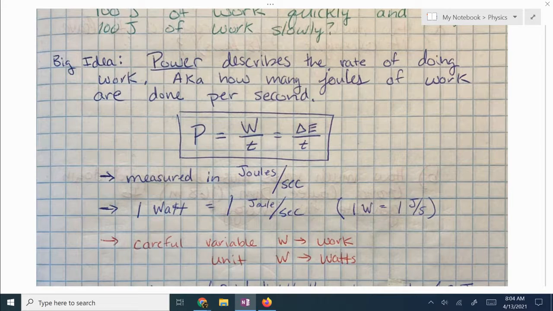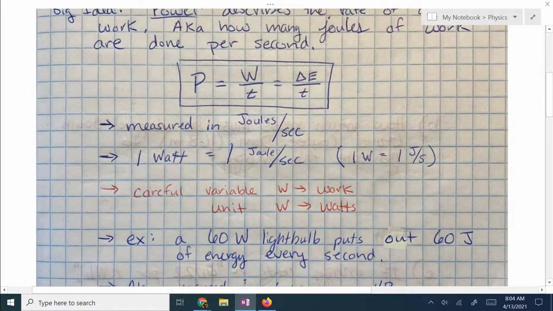For some reason, they have renamed a joule per second a watt. That's fine, except that a watt doesn't sound like a rate. If I say 10 watts, that sounds like an amount, not a rate. So I think it's best to remember that 1 watt is a joule per second. Anytime you see the unit watt, think of a joule per second. One watt is equal to 1 joule per second. That helps you remember that it is a rate, how quickly energy is transferred, as opposed to an amount of energy.